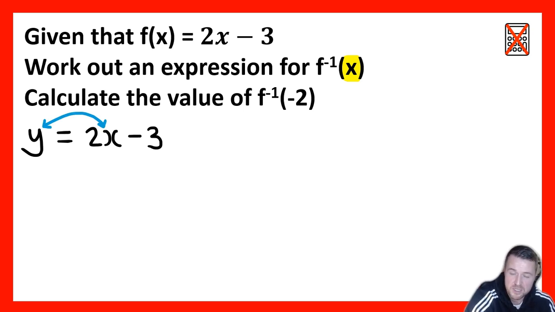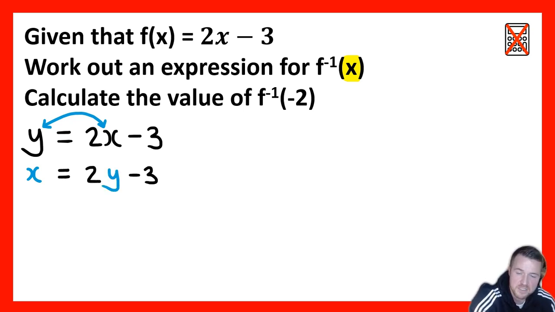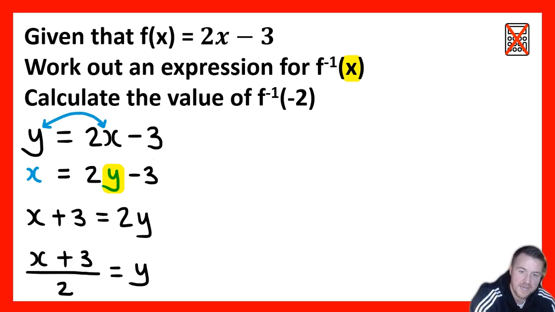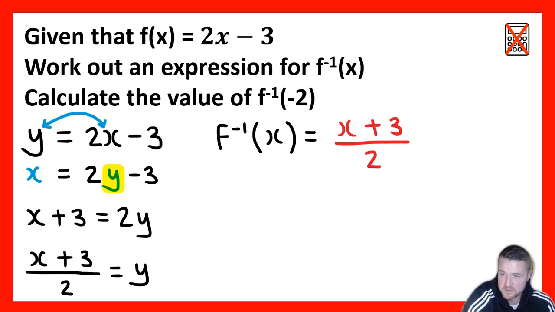So we'll want to start by switching or replacing x and y. So I'll rewrite it as x equals 2 lots of y minus 3. And now I'll need to do the reverse function, or the inverse, which can be found by making y the subject. Adding 3 to both sides will give me x plus 3 equals 2y. And dividing by 2 on both sides is x plus 3 over 2, which is equal to y. And this part that I've made equal to y is my inverse function in terms of x. So the inverse function of x is x plus 3 over 2.